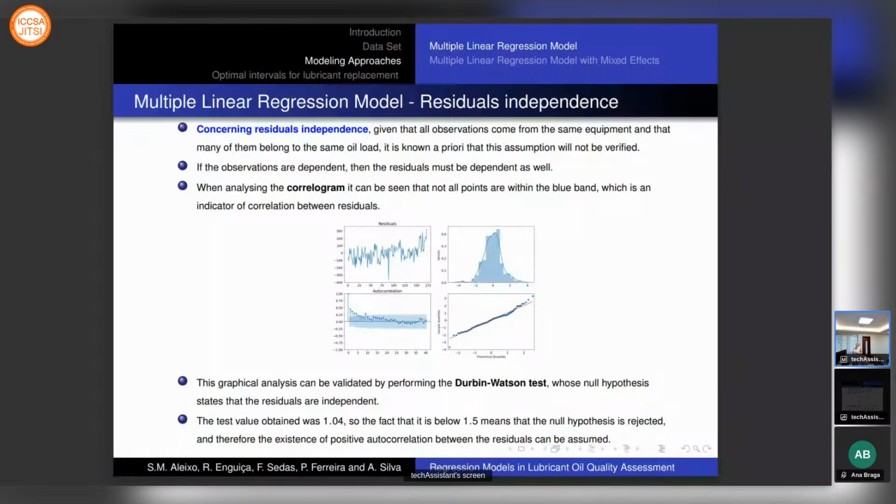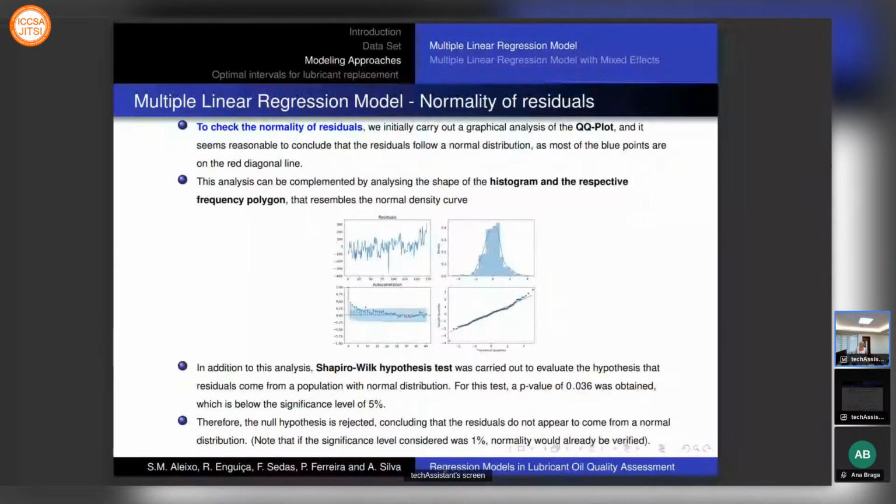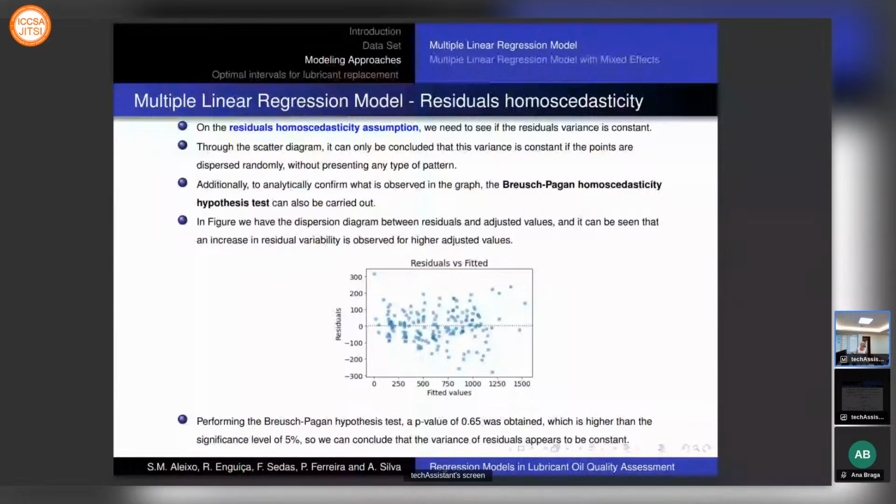In what concerns the homoscedasticity assumption, in this scatter plot we can see that the variance seems to be constant because the points are dispersed randomly without the presence of any pattern. This can be confirmed by the Breusch-Pagan homoscedasticity test, which has a value of 0.65, so it's higher than the significance of 5%, so we can say that the variance of the residuals appears to be constant.